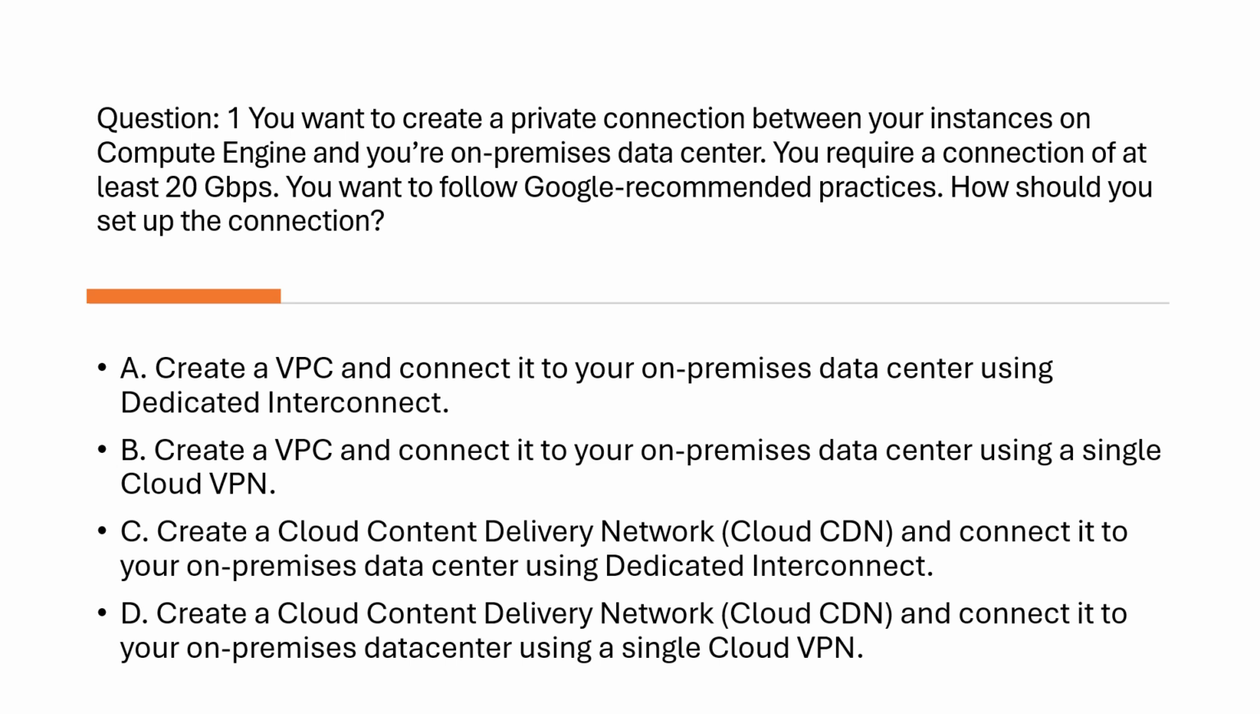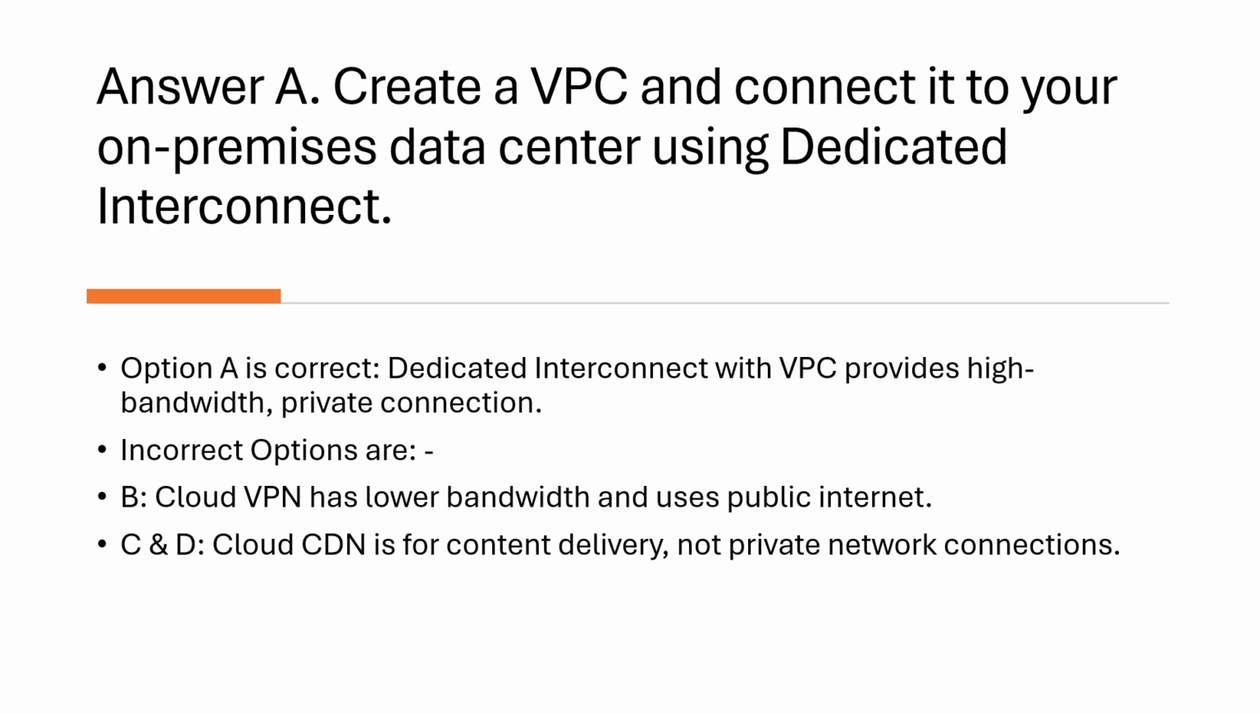A. Create a VPC and connect it to your on-premises data center using dedicated interconnect. B. Create a VPC and connect it to your on-premises data center using a single cloud VPN. C. Create a cloud content delivery network, Cloud CDN, and connect it to your on-premises data center using dedicated interconnect. D. Create a Cloud CDN and connect it to your on-premises data center using a single cloud VPN. The correct answer here is A.